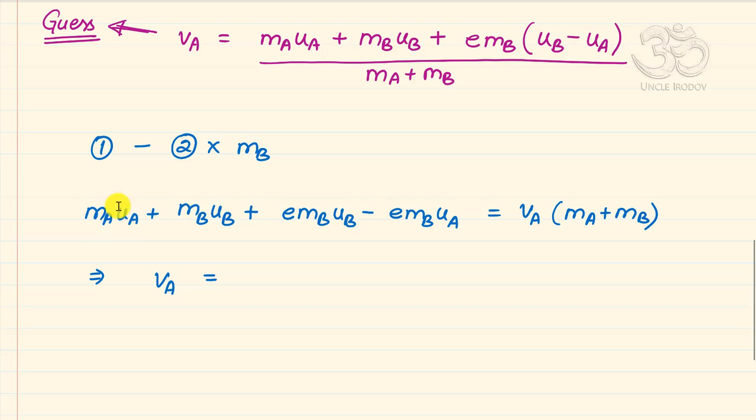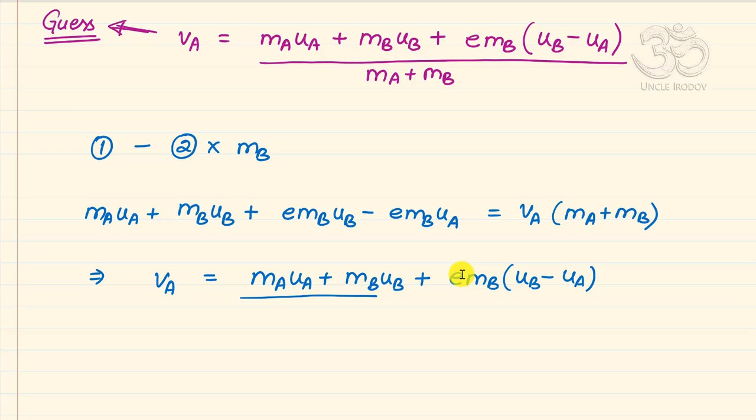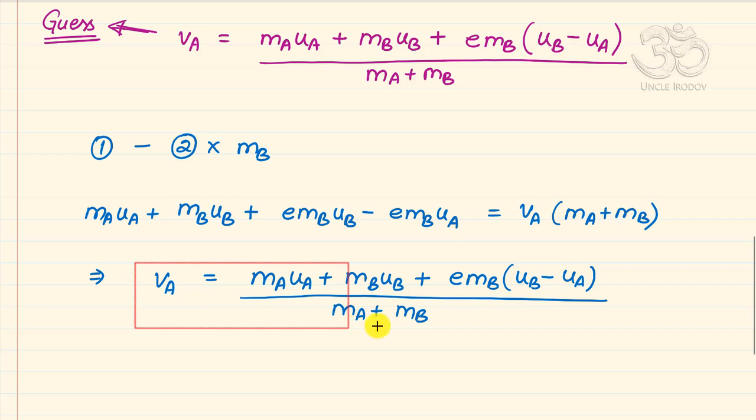So that's because you have got MAUA, MBUB here. So you have got MAUA plus MBUB plus, you can take EMB common. So you have got EMB times UB minus UA divided by this entire term, MA plus MB. So these are the velocities. So any issues with these velocities, people?